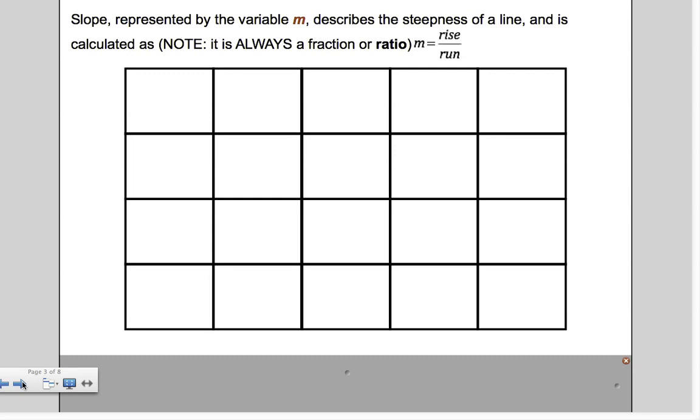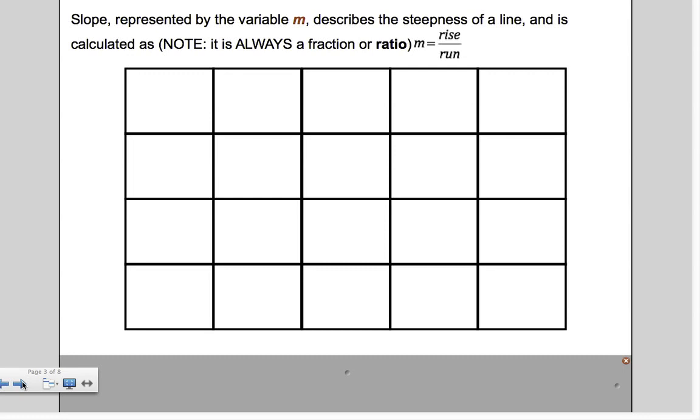So here we have slope, represented by the variable m. Why? Good question. Who can answer that for me? Why is it m? I have absolutely no idea. Any idea why it's called m? Some mathematician out there who first thought of this decided, I'm going to name it m.